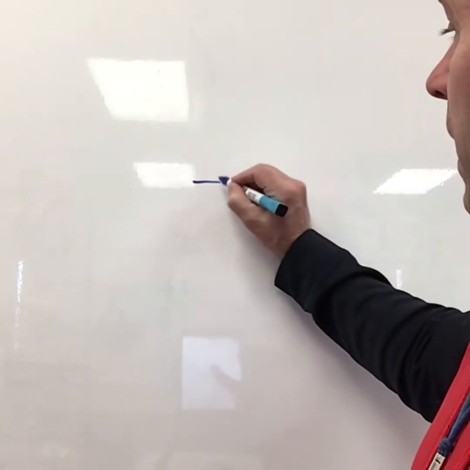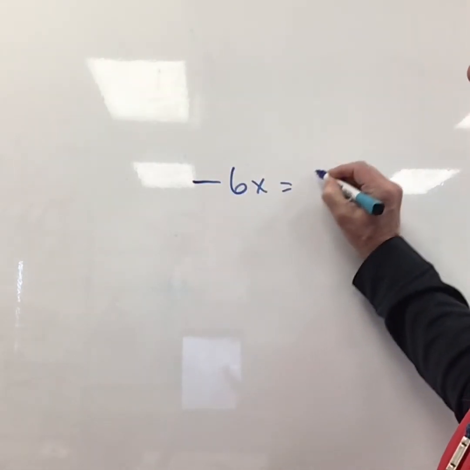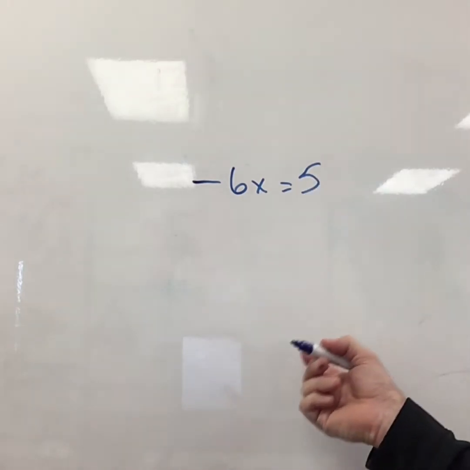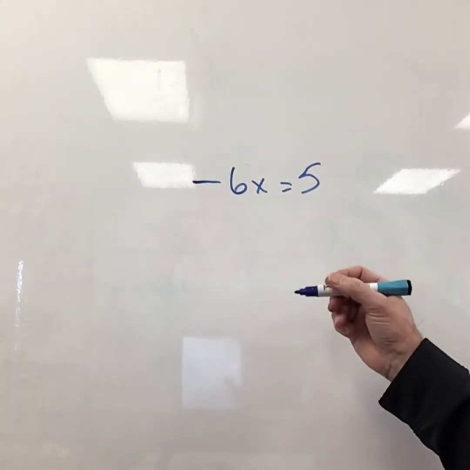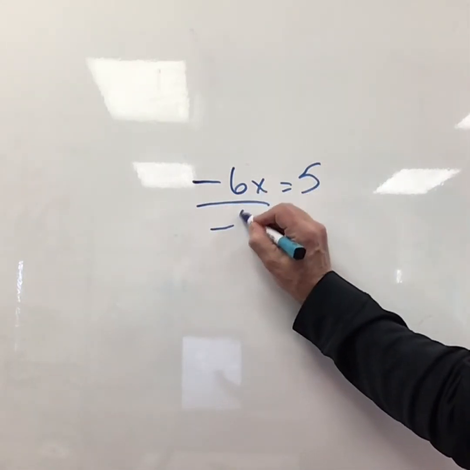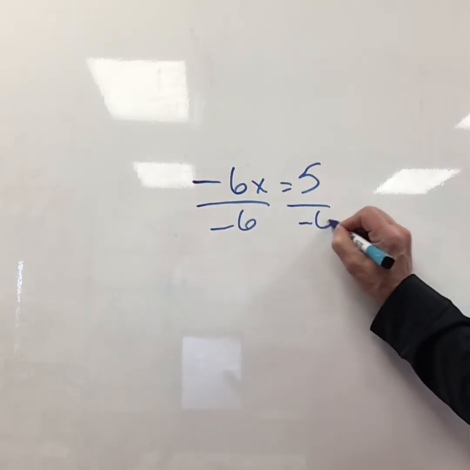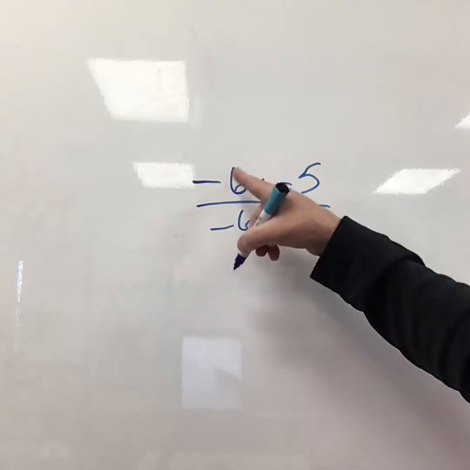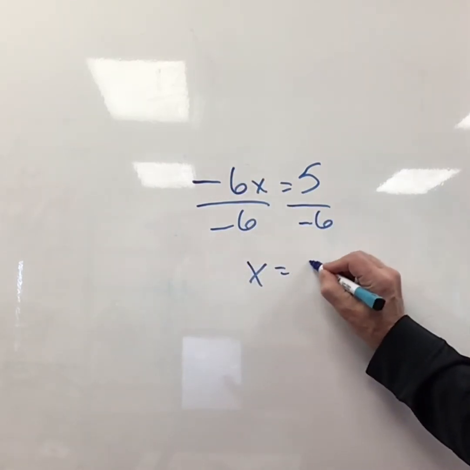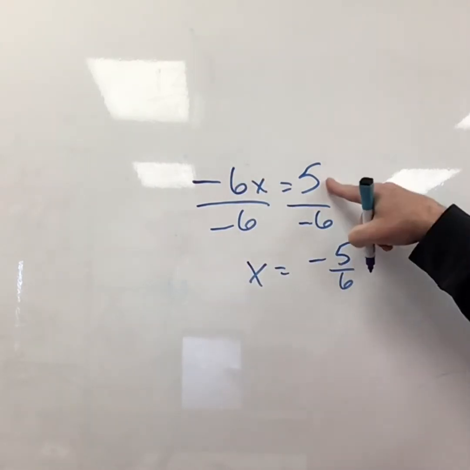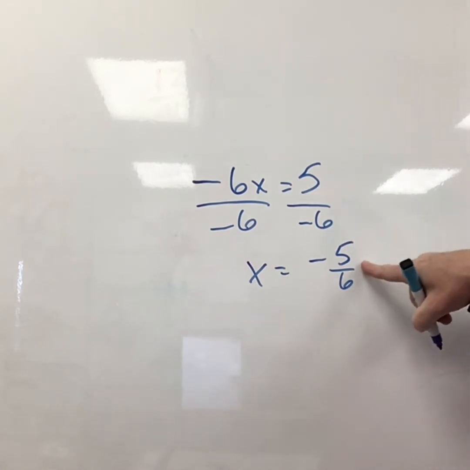They do throw a couple of them at you where it's like negative 6x equals 5. How do you get rid of a negative 6x? Divide by negative 6. Divide this side by negative 6. So then I get x equals negative 5/6, because a positive divided by negative stays negative. And it's a fraction, negative 5/6.